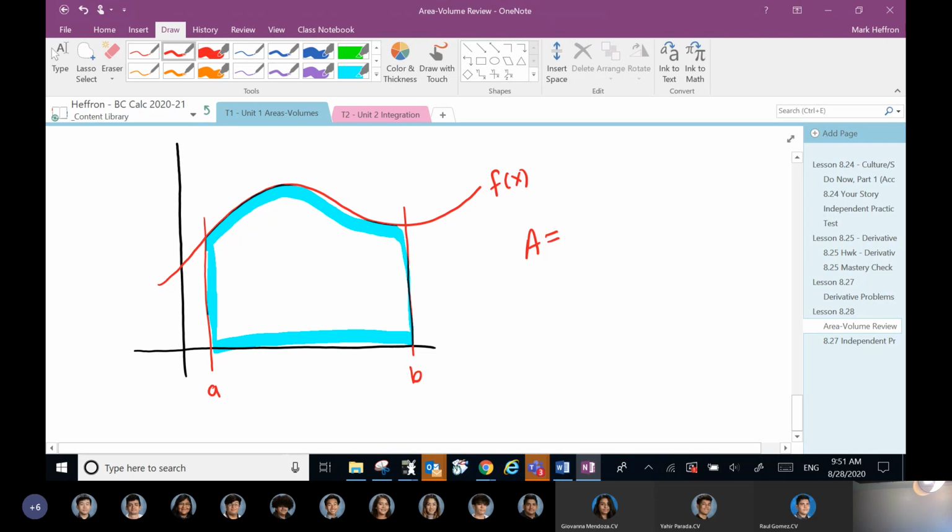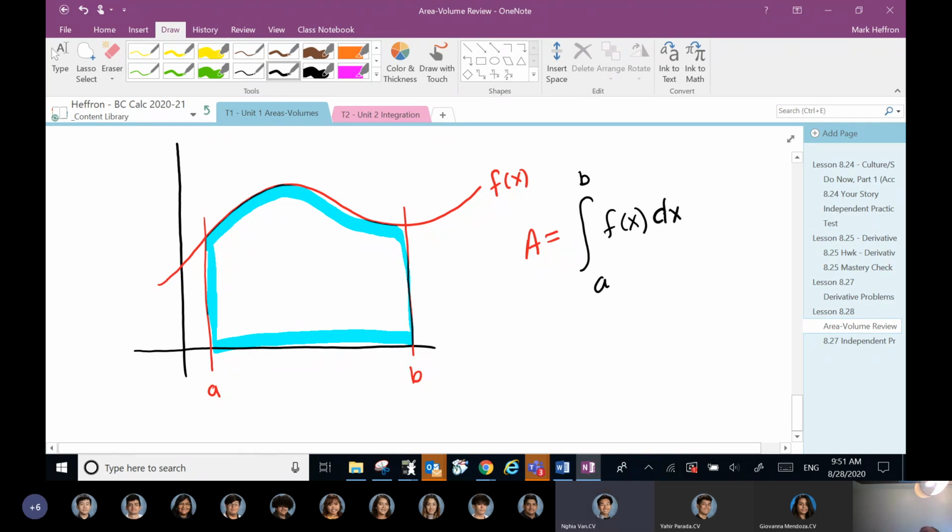Nia, how would I write that as an integral? The integral of f of x from A to B. Anything else? Dx. Perfect. Yeah, that's all that is.